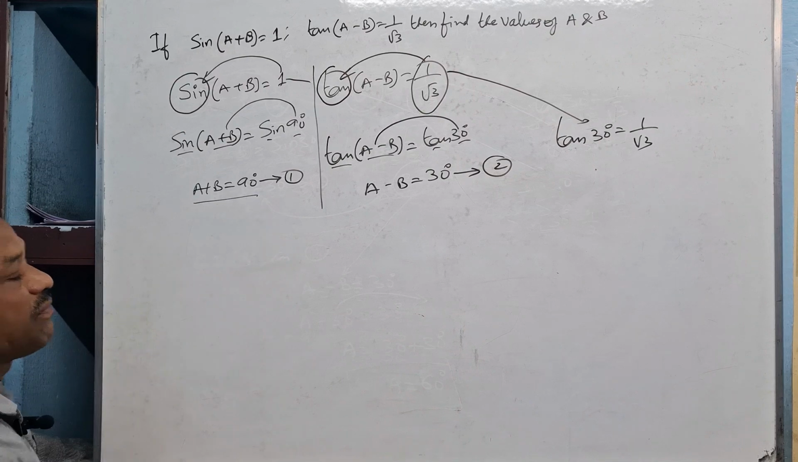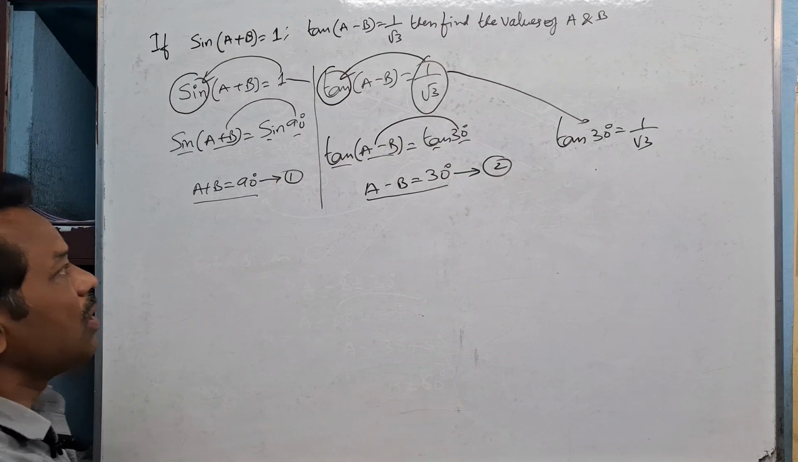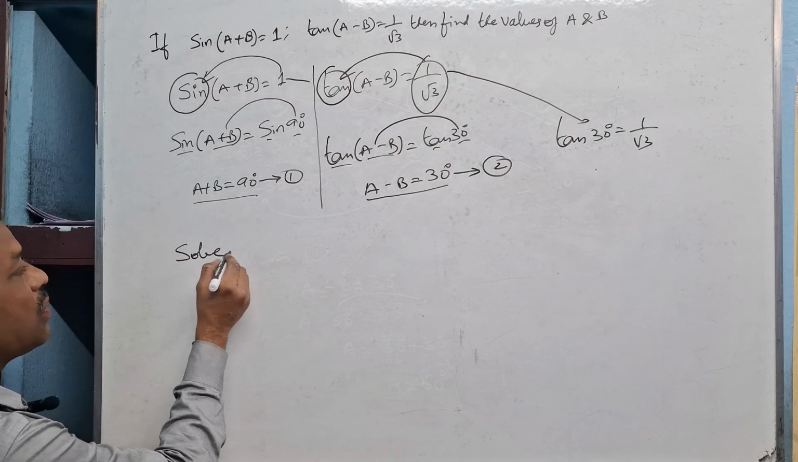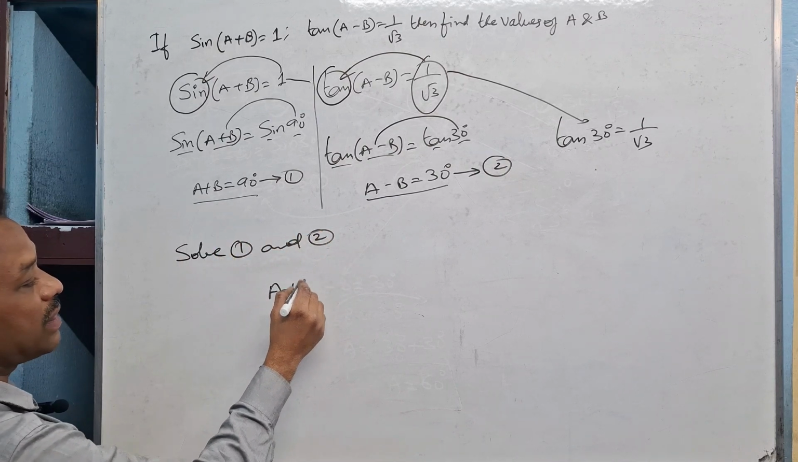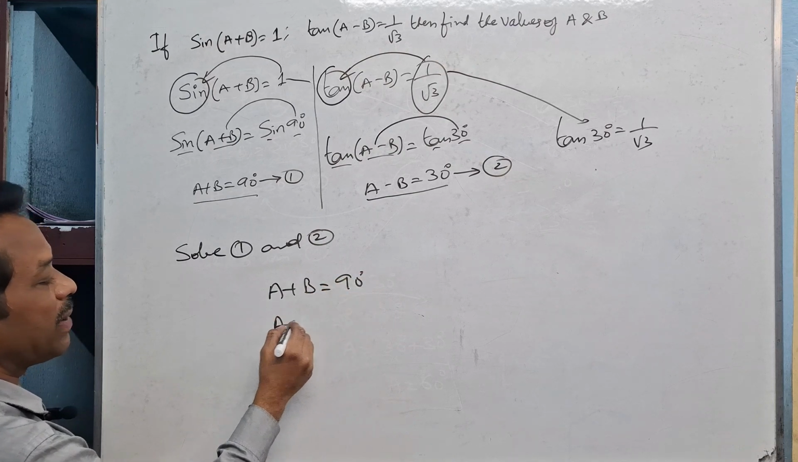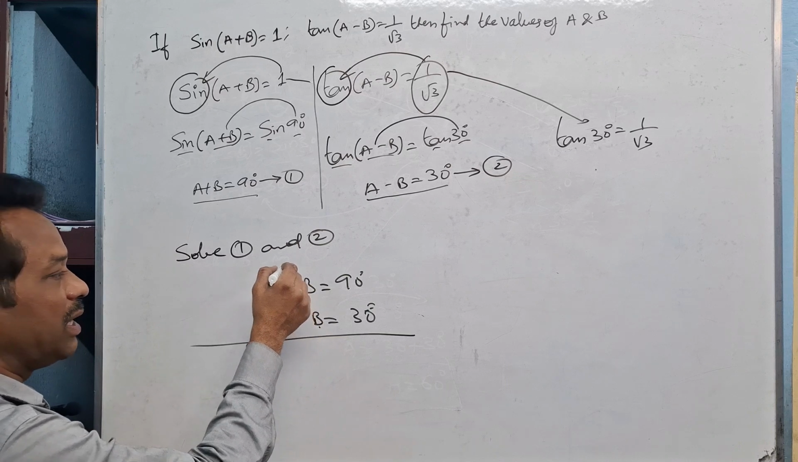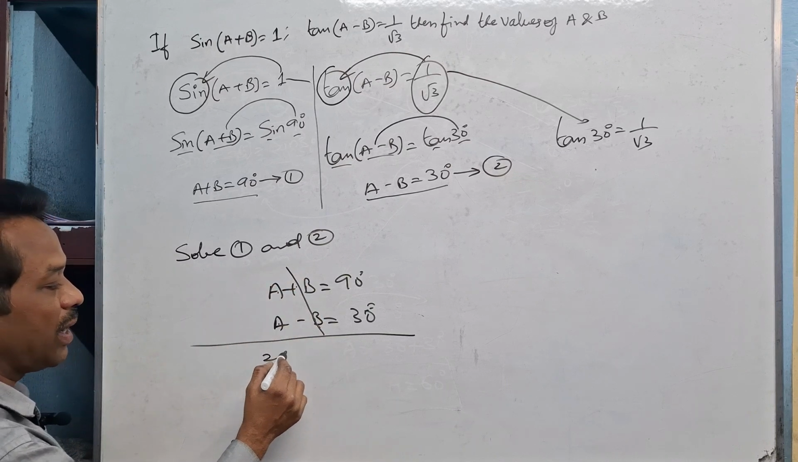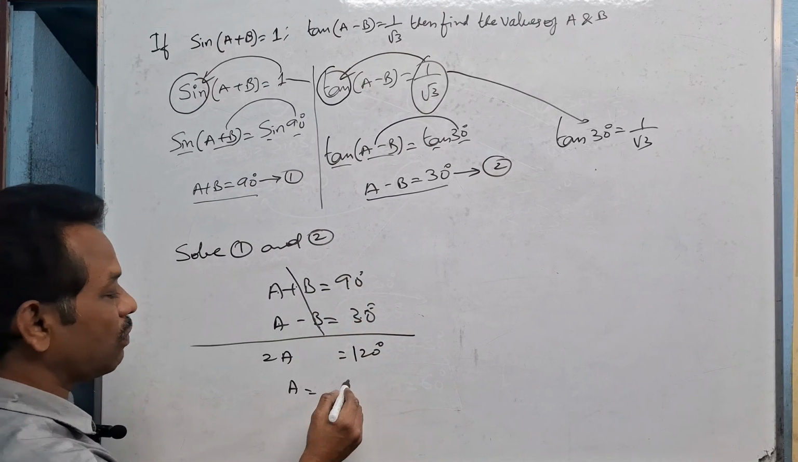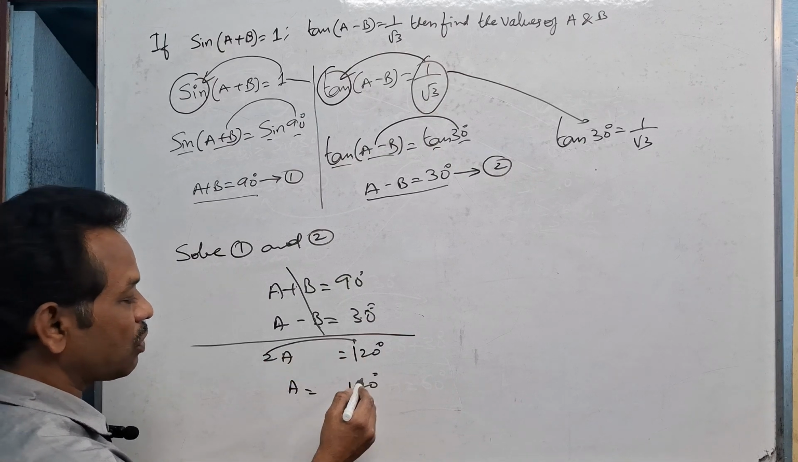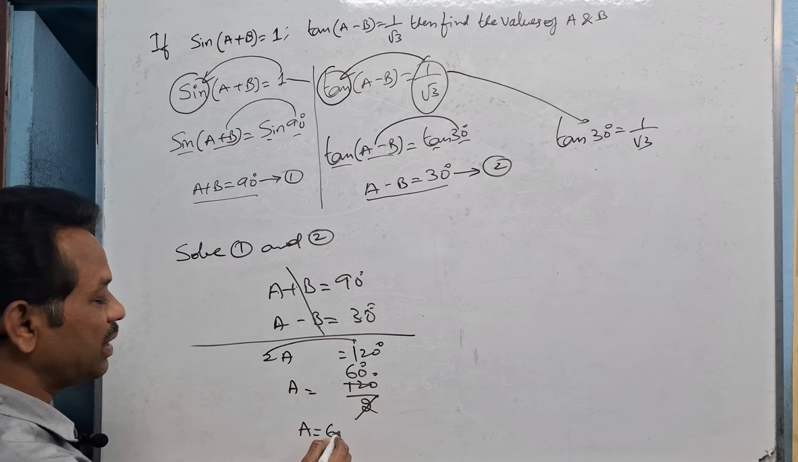Now we have two equations. The first equation is A plus B equals 90 degrees. The second equation is A minus B equals 30 degrees. Let us solve the two equations to get the A and B values. Let us go for the elimination method. Plus B and minus B will get cancelled. So A plus A is 2A equals 90 plus 30, which is 120 degrees. So 2A equals 120. The 2 is shifted to this side, so we get 120 by 2, which is 60. So A equals 60 degrees.